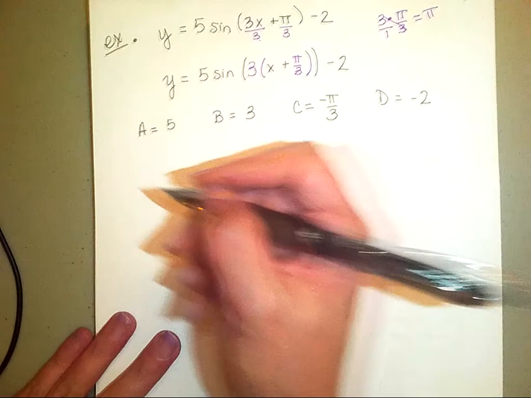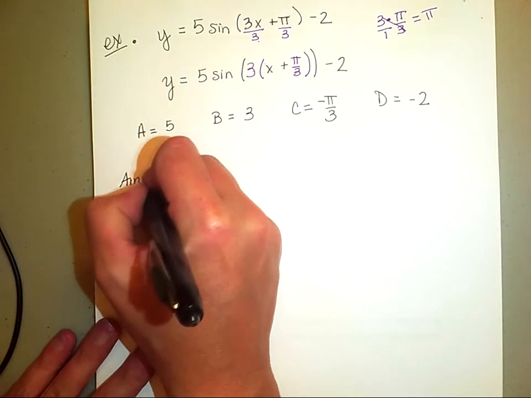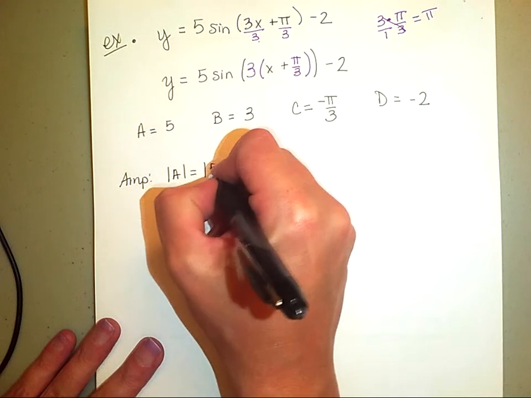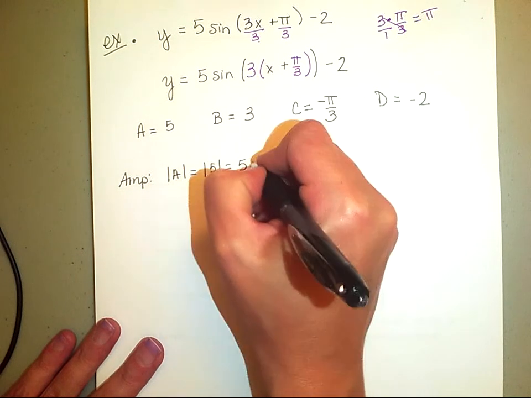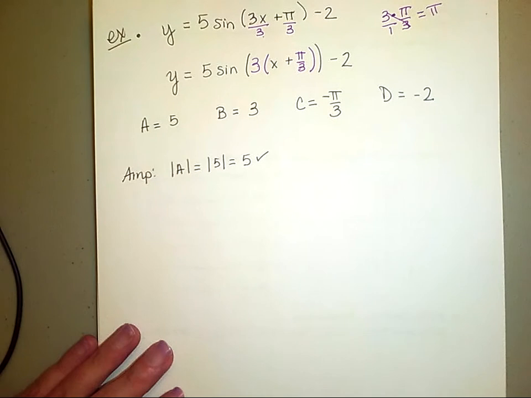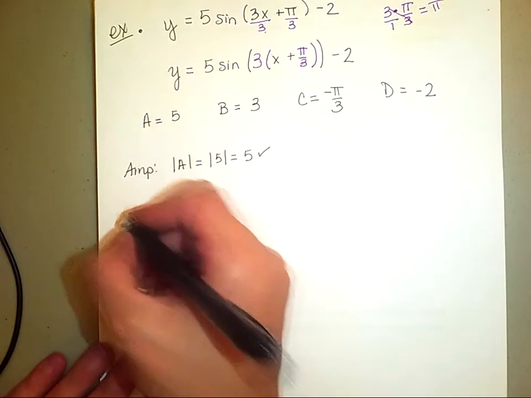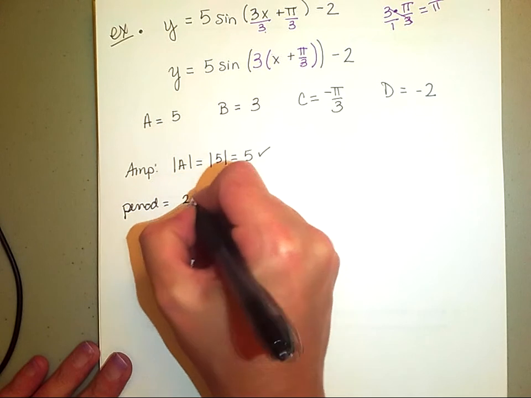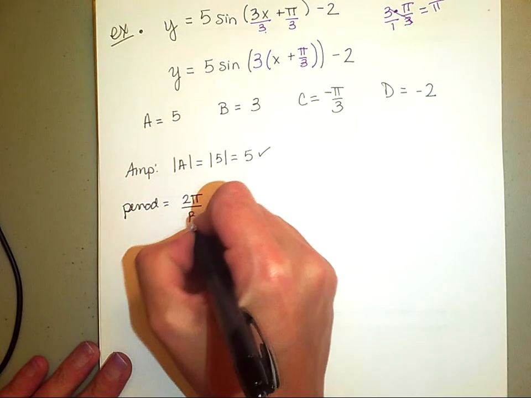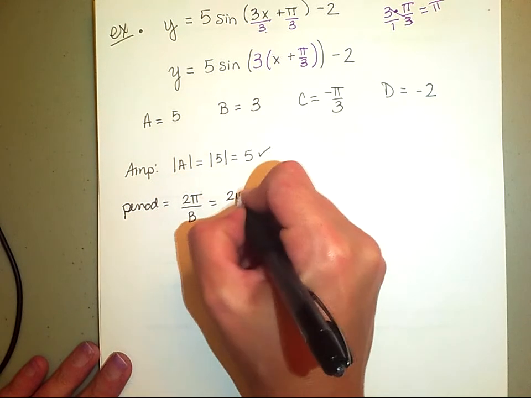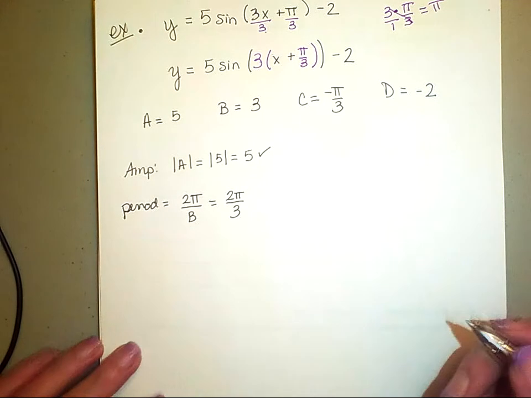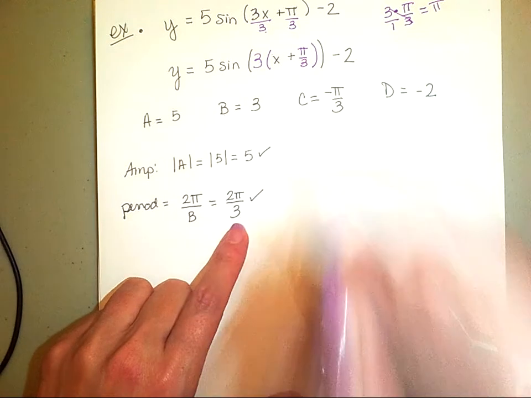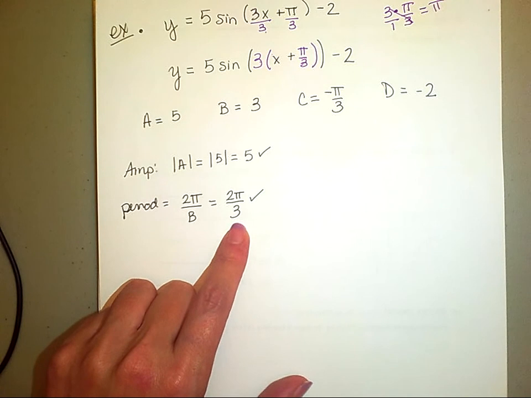Alright, let's determine everything. Okay, so our amplitude, that's the absolute value of A, is equal to the absolute value of 5, which is just 5. Okay, we know that. Now B affects the period. Now the period is equal to 2 pi divided by B, which in this case is 2 pi divided by 3. Okay, so that's going to be one cycle.